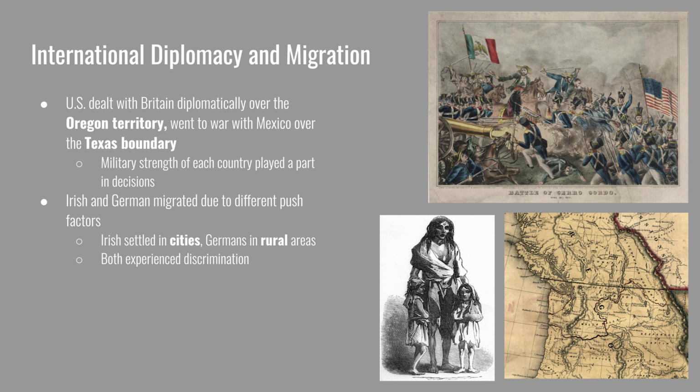At the same time, Irish and German immigrants that came to the United States experienced different push factors in Europe. The Germans were fleeing political instability, while the Irish were fleeing the potato famine. There is also a difference in how the two migrant groups settle. The Irish settle in cities, meanwhile the Germans settle in rural areas of the Old Northwest. Both experience discrimination from the growing nativist movement.